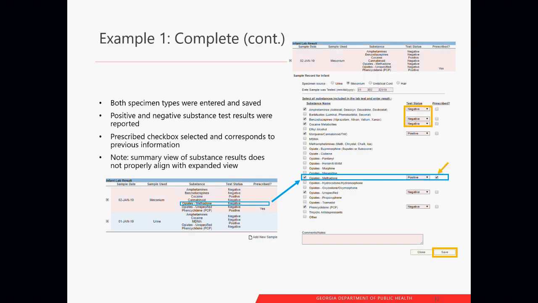One thing that I will call your attention to is that the summary view for substances doesn't always align with the expanded view, which is something that we're aware of. Unfortunately, it's something that I myself cannot fix. I'm hoping that our team can resolve this. But in the meantime, just know that if you have entered it properly on the expanded screen, even if it looks a little bit different on the summary screen, if you saved it and it looks fine, then you're good to go.